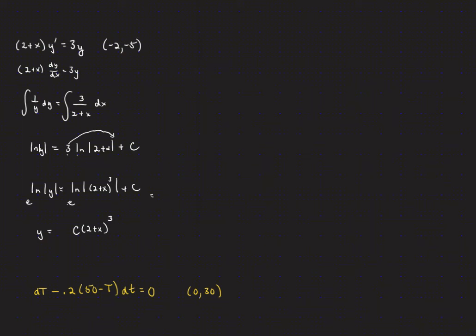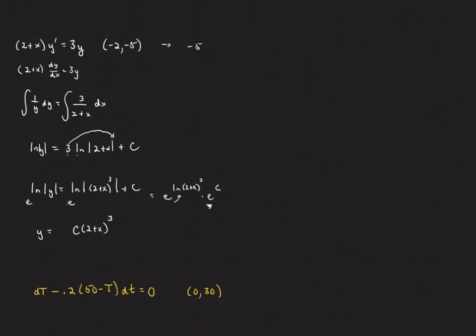So if you want to see what that looks like, that's going to be e to the natural log of 2 plus x cubed times e to the c, and we're just going to say that's some constant. This exponential and logarithm that are inverses of each other will cancel, getting to the constant c times 2 plus x to the 3rd. So now we're ready for our initial condition.